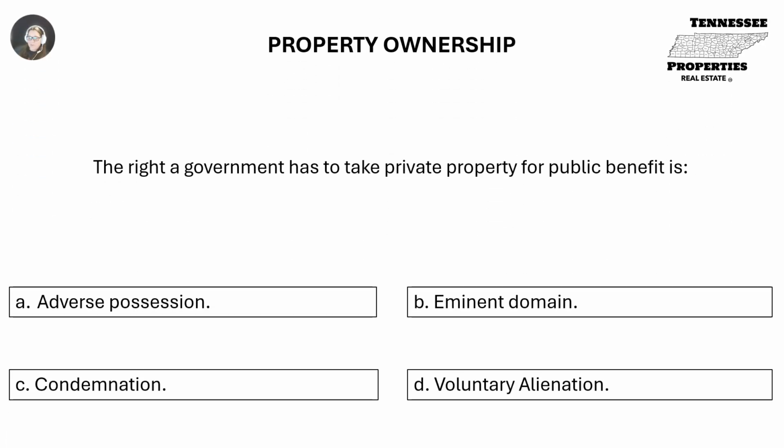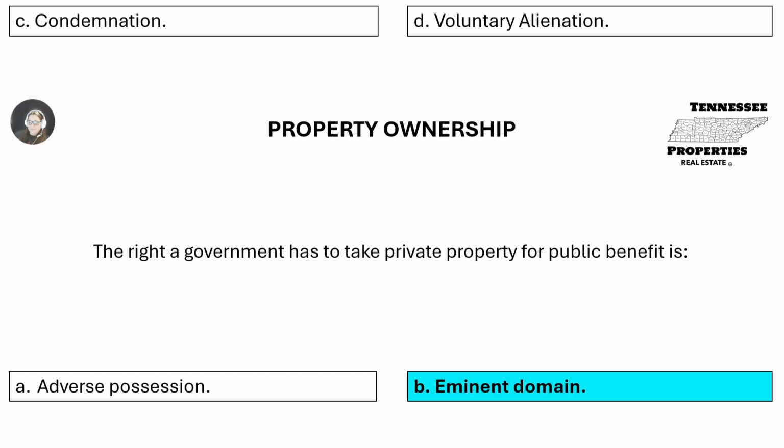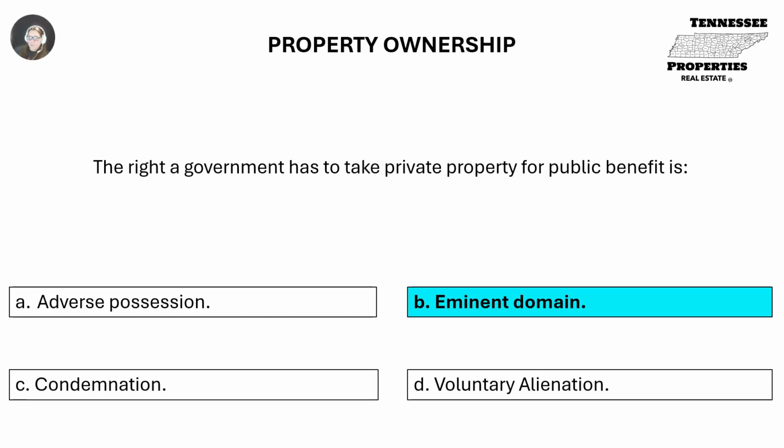The right a government has to take private property for public benefit is A. Adverse possession, B. Eminent domain, C. Condemnation, or D. Voluntary alienation. B. Eminent domain.